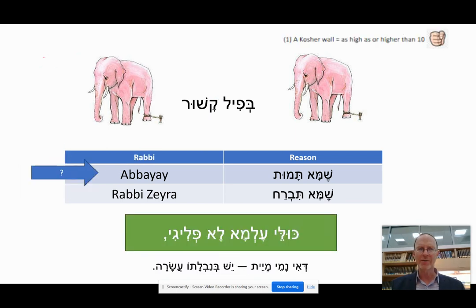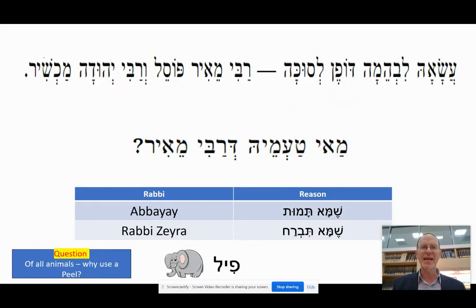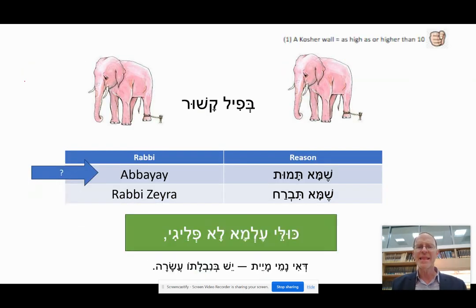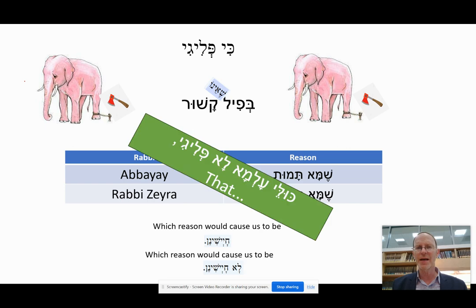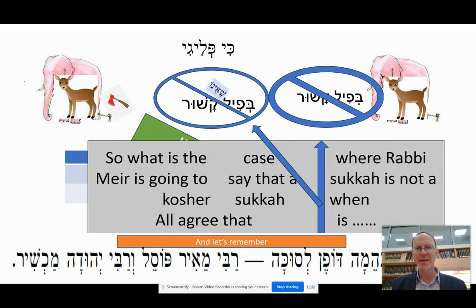So here's our problem, because we know that there is a case where Rabbi Meir does say it's not kosher and Rabbi Yehuda does say it's kosher. What is that case? We haven't figured it out yet. It's not a case of the bound up elephant. It's not a case of the non-bound up elephant. So what could it be? And that's what prompts the Talmud now to change the scenario. It's not the scenario of the bound elephant. It's not the scenario of the unbound elephant. It must be something else. What could it be? Aha! It could be the case of the deer.